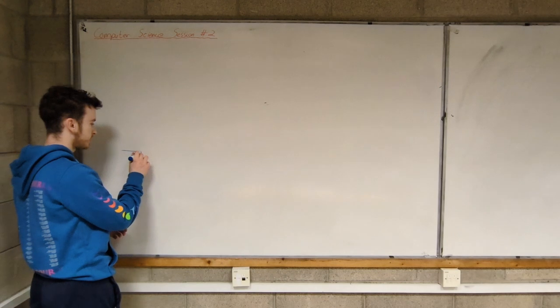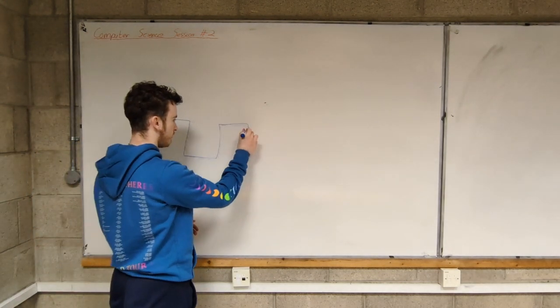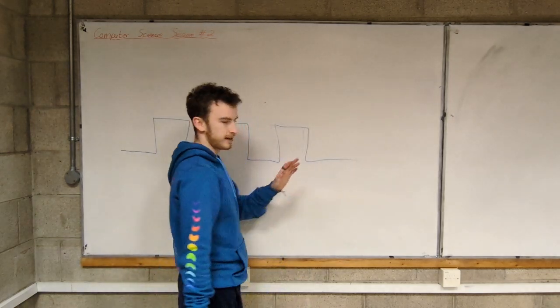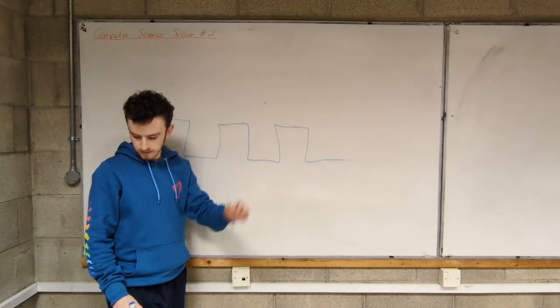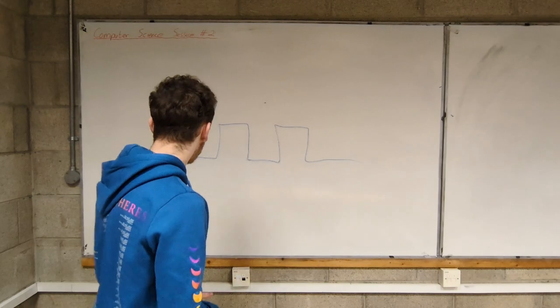So this is your signal, right? You might get an on, and then an off, and then an on, and then an off, and then an on, and then an off, and so on, right? That will continue for ages. So this is the signal you get from your transistor, right?